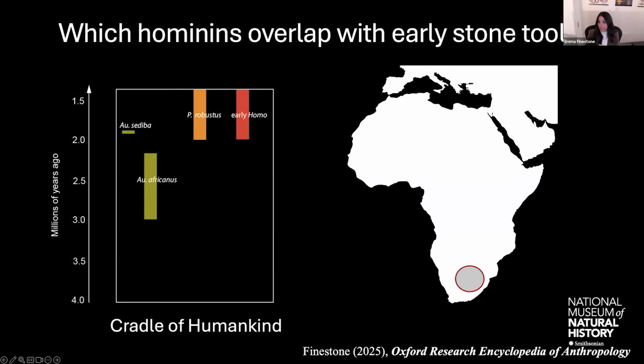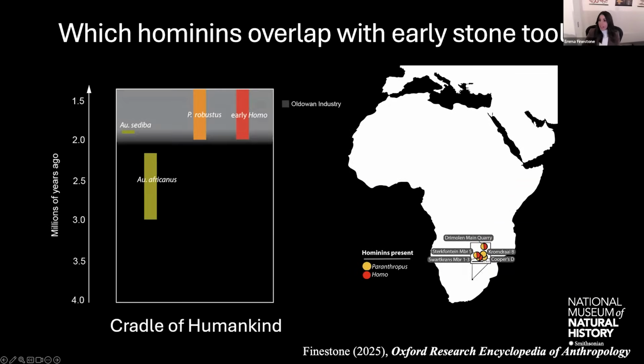And then finally, in the cradle of humankind, this is where a suite of sites are located within a 6-kilometer radius in southern Africa, and they preserve Oldowan tools alongside hominin fossils and fossil fragments. This includes Australopithecus in yellow, Paranthropus in orange, and early Homo in red.